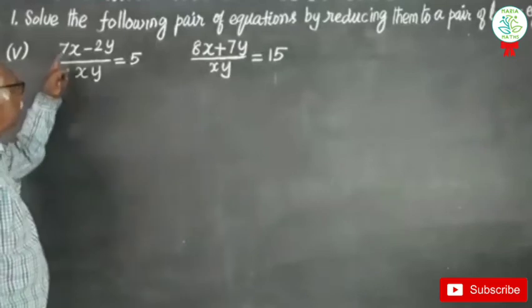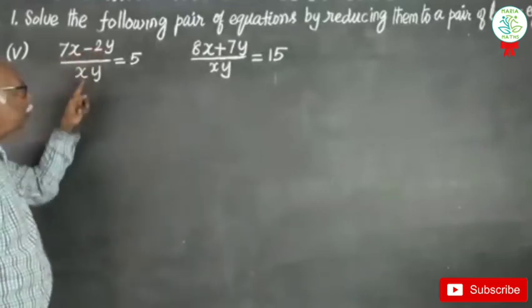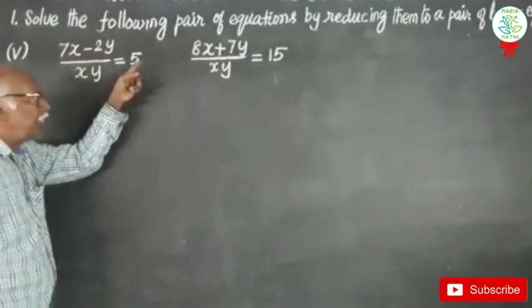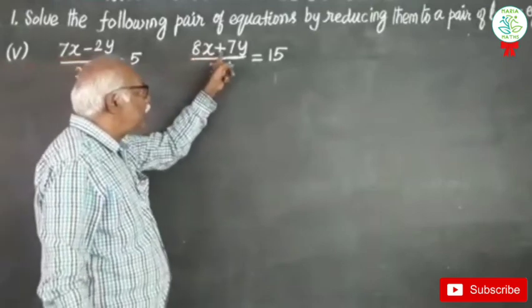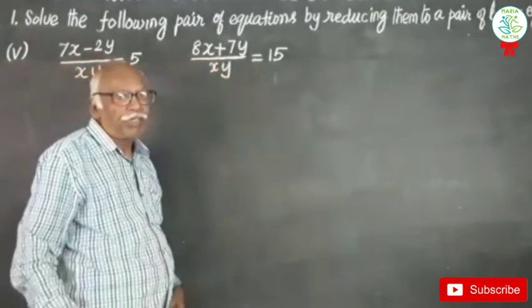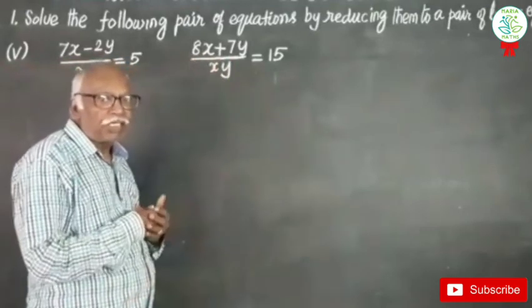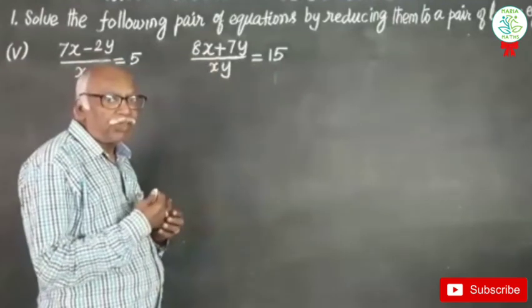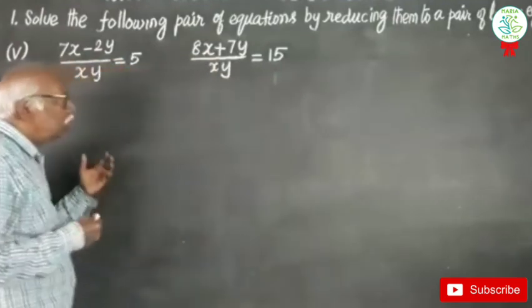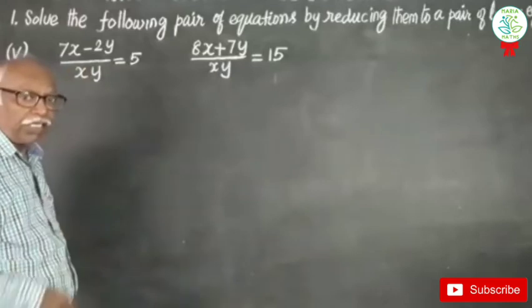Subdivision 5: (7x minus 2y) by xy equal to 5, (8x plus 7y) by xy equal to 15. It is a pair of equations. It is not a linear equation in two variables. So, let us convert this into a linear equation in two variables.